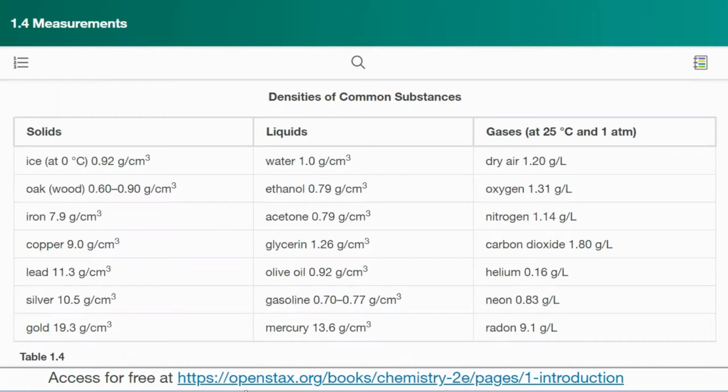Lead, 11.3 grams per cubic centimeter. Silver, 10.5 grams per cubic centimeter. Gold is 19.3 grams per cubic centimeter. Gold's pretty dense.